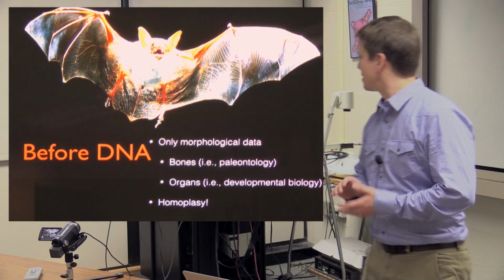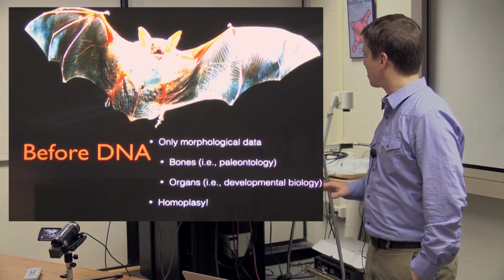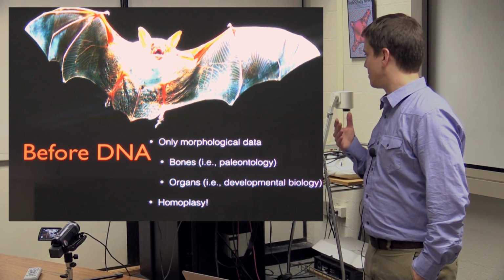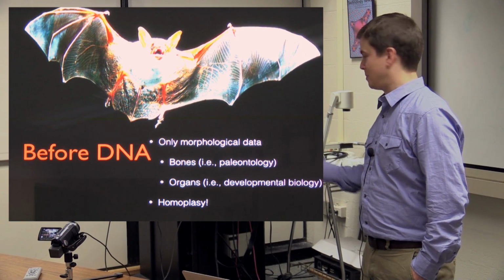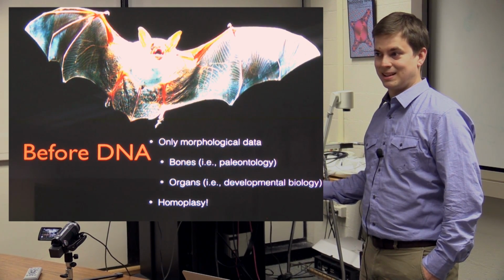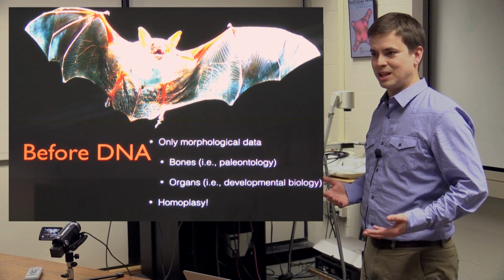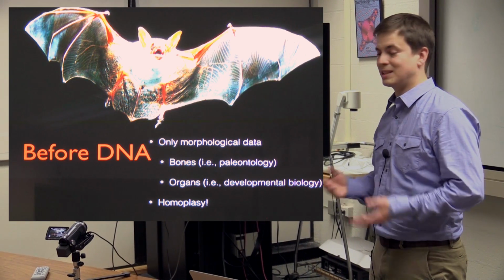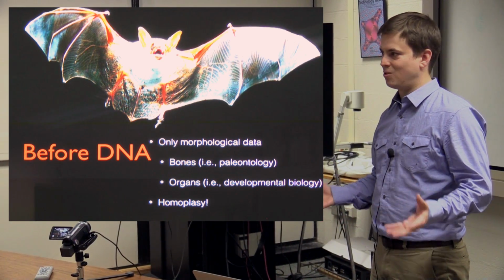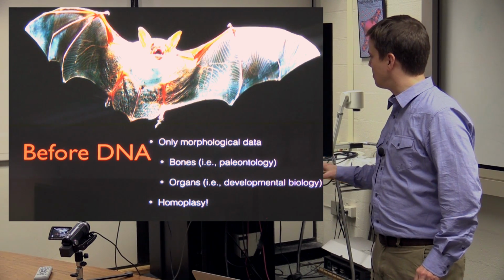I want to start off with the fact that before we had DNA sequences, there was tons of work done on morphological data. This is like looking at differences in bones, or paleontology, which is still the only way to study many extinct animals because a bone is all you've got. Or people look at organ shapes and study developmental biology, looking at how the fetus develops in a whole bunch of different species, which is great, except for one big problem.